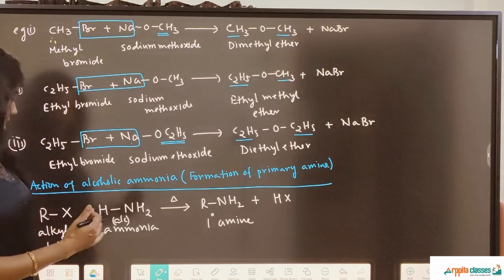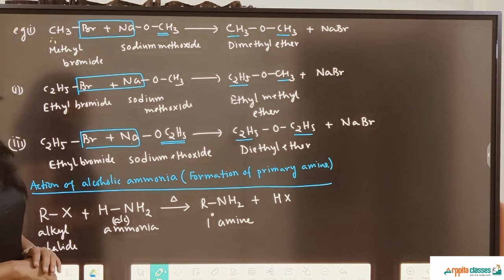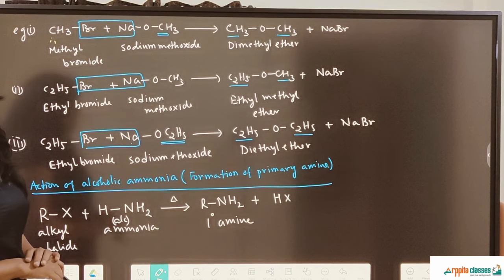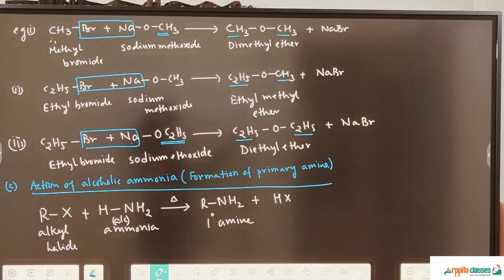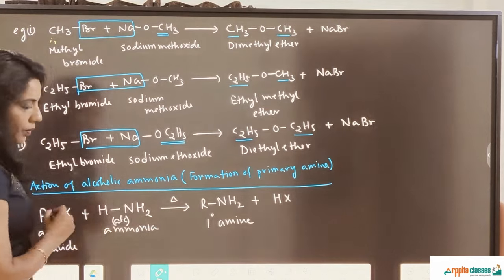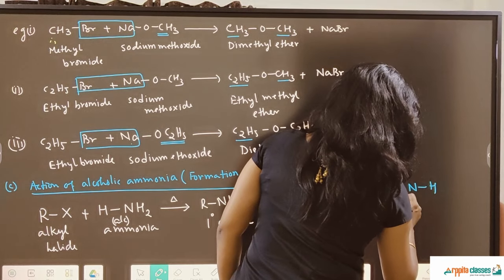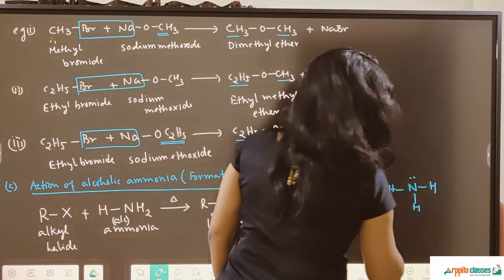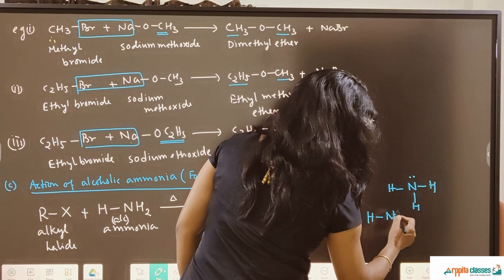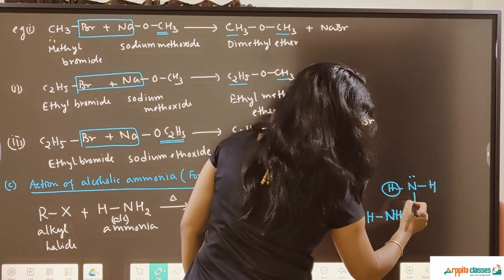Okay? Now the next nucleophilic substitution reaction is with action of alcoholic ammonia, where we get primary amine as the product. So now here RX is again alkyl halide and we are reacting with ammonia. See, what is your ammonia? Ammonia is N, H, H and H with one lone pair of electrons. This is your ammonia. So I can write it as H and NH2. I wrote it as H and NH2 together.